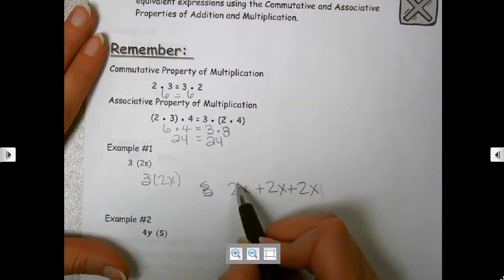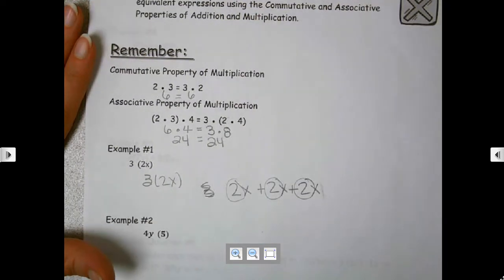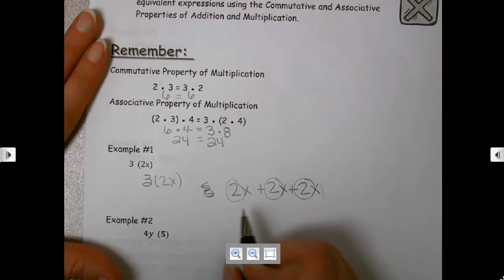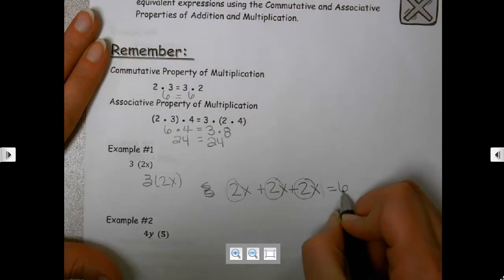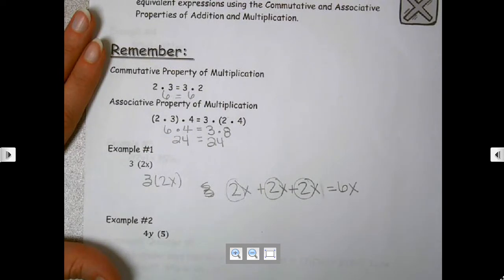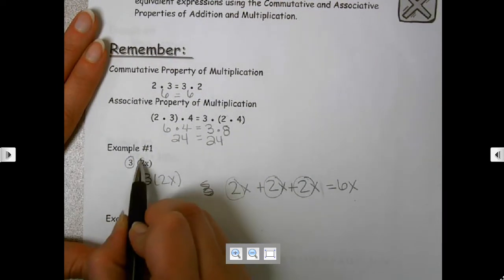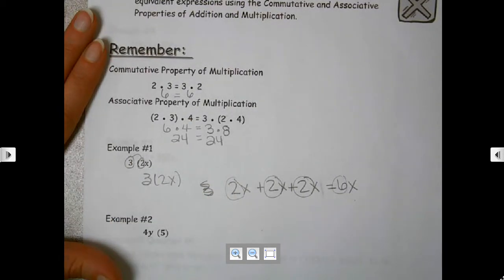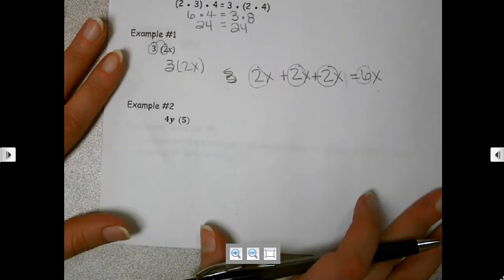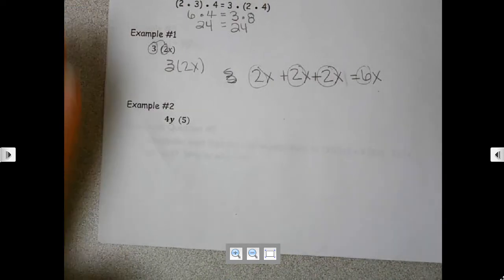Okay, and when we add our like terms, we just add the coefficients. 2 plus 2 is 4. 4 plus 2 is 6. So we have 6 x's. And if you take a look back here, we multiply the 3 times the 2, we also get 6. Let's take a look at example number 2. We have 4y times 5. Go ahead and pause the video, try it out, and come on back.